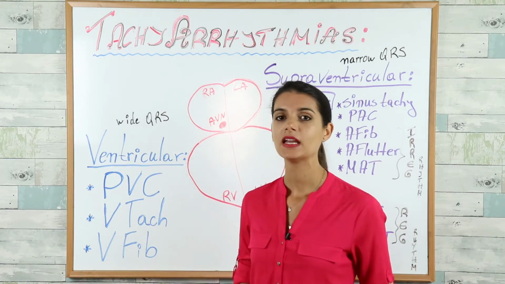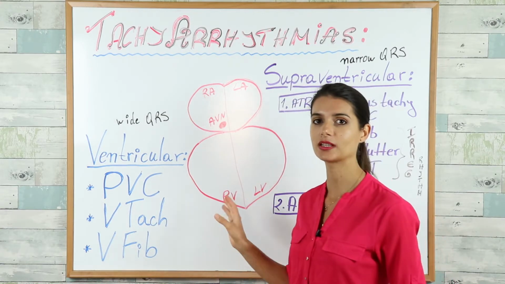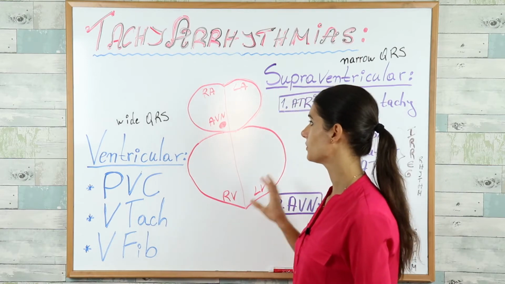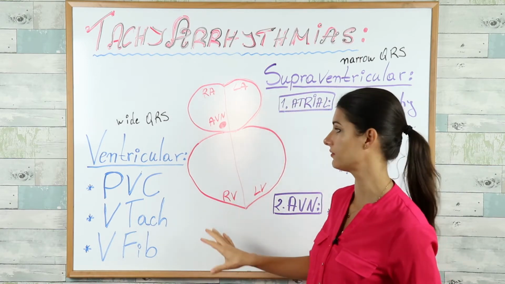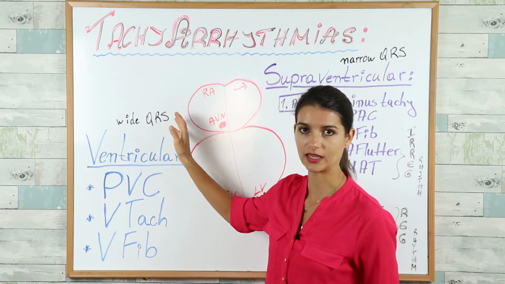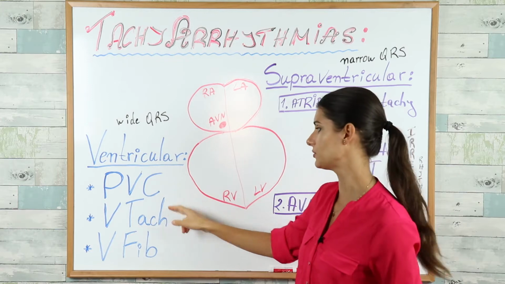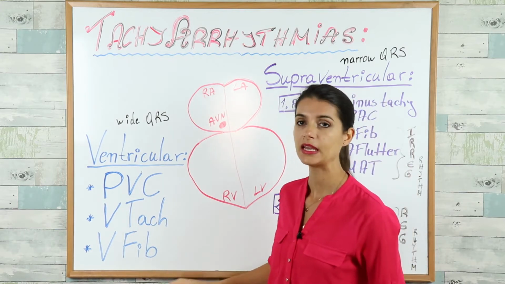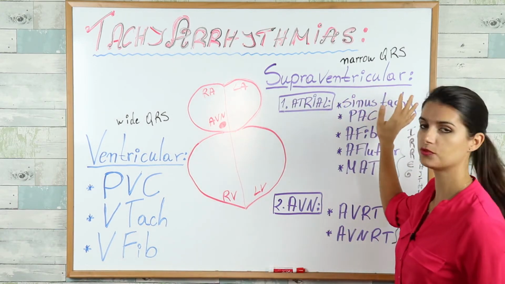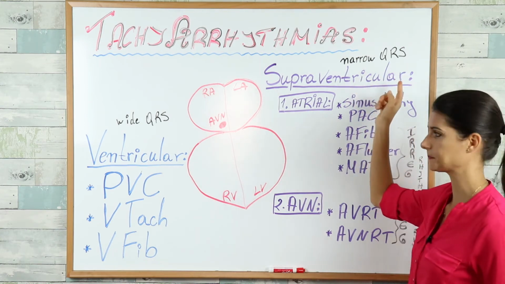STEP exams. Okay, so let me give you a grand overview of tachyarrhythmias and we're going to discuss each one of them separately. So we're going to divide them into 2 major groups: the ventricular tachyarrhythmias, which have wide QRS, more than 120 milliseconds, and we're going to discuss the premature ventricular contractions, the VTach and the VFib. And the other group is the supraventricular tachyarrhythmias, which are characterized by narrow QRS complex.